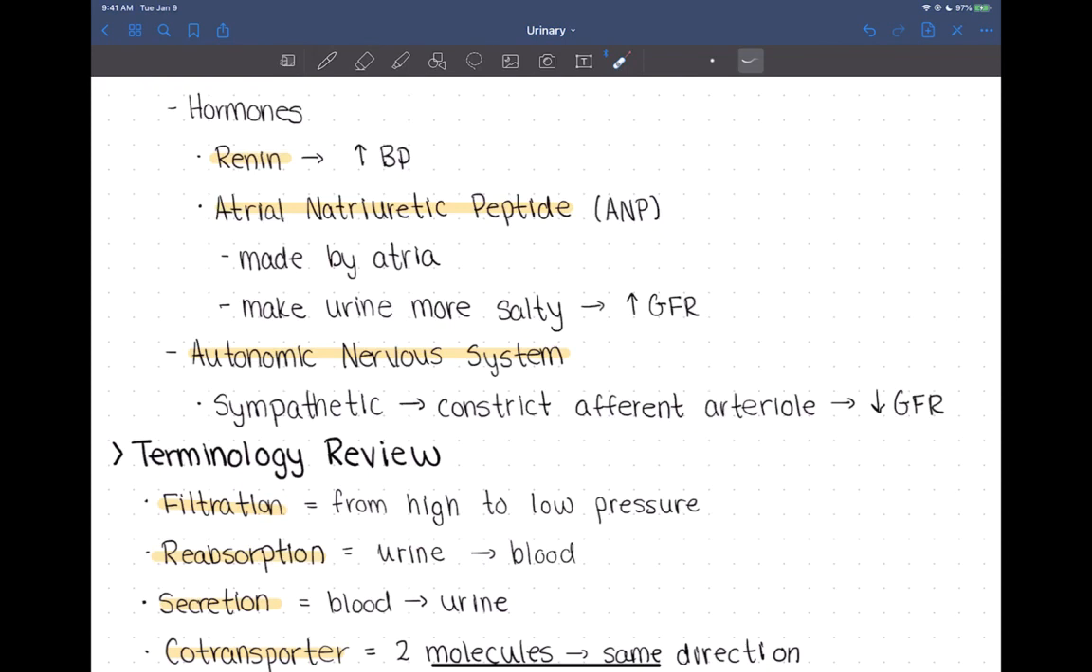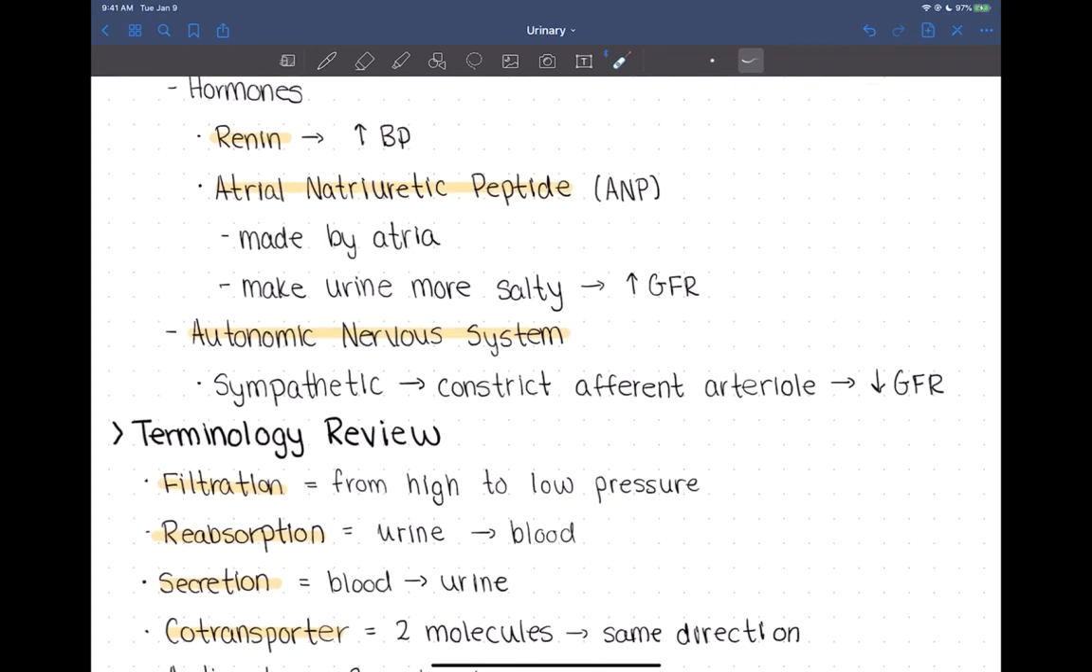And the heart can actually influence the glomerular filtration rate through atrial natriuretic peptide, right? So it's made in the atria, and it regulates kind of the amount of salt in the urine, okay? So releasing this hormone will cause the urine to be more salty, okay? And it's released because there's too much salt in the blood. And so it tells the kidney you need to get some of that salt out of the blood and put it into the urine. So it makes the urine more salty. All right, and so therefore it's going to increase that filtration rate.